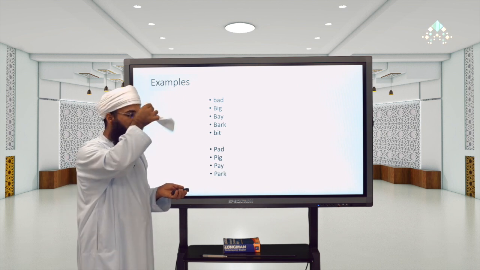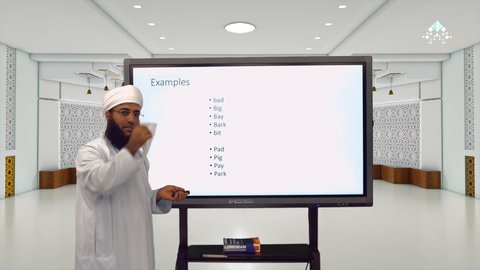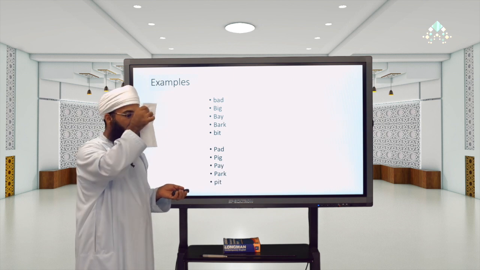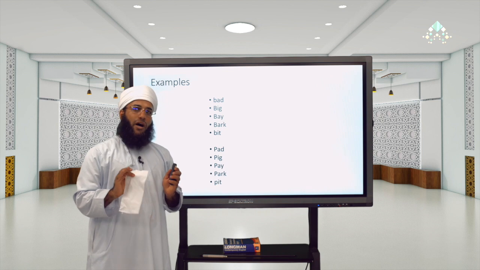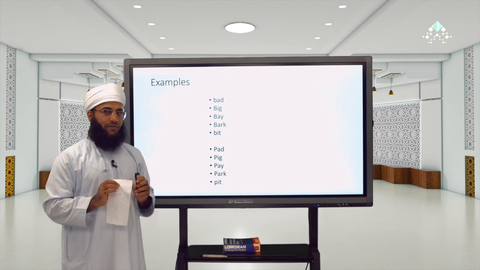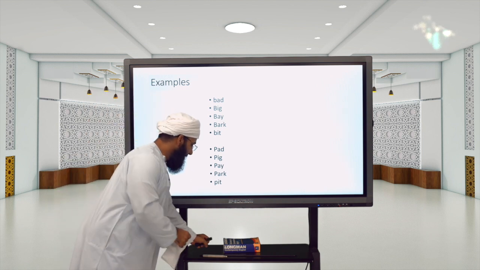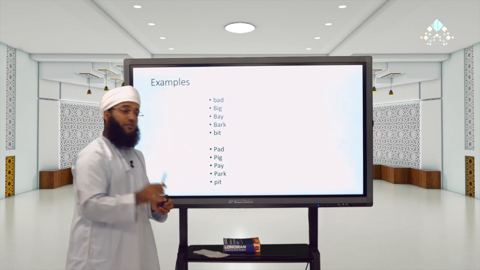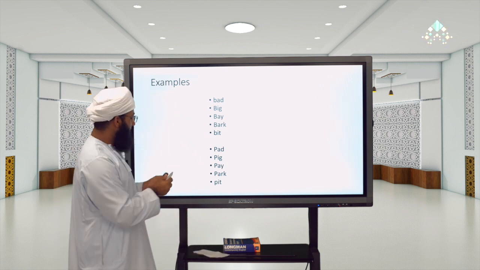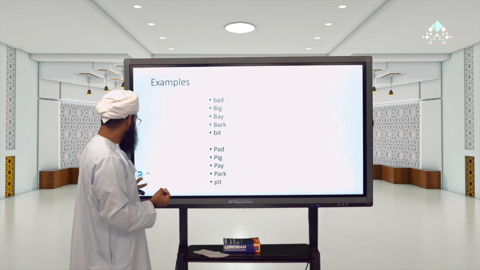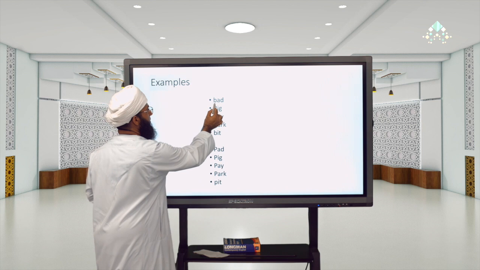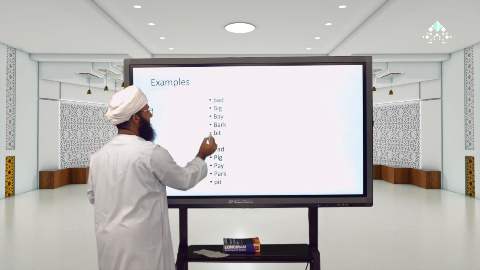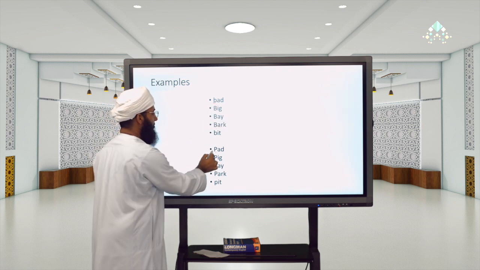Next one, park, park. The last one, pit, pit. Okay, now I want you to pay attention to this. If you mispronounce, I'll just use the pen to show you. Look at this. They look similar, right?